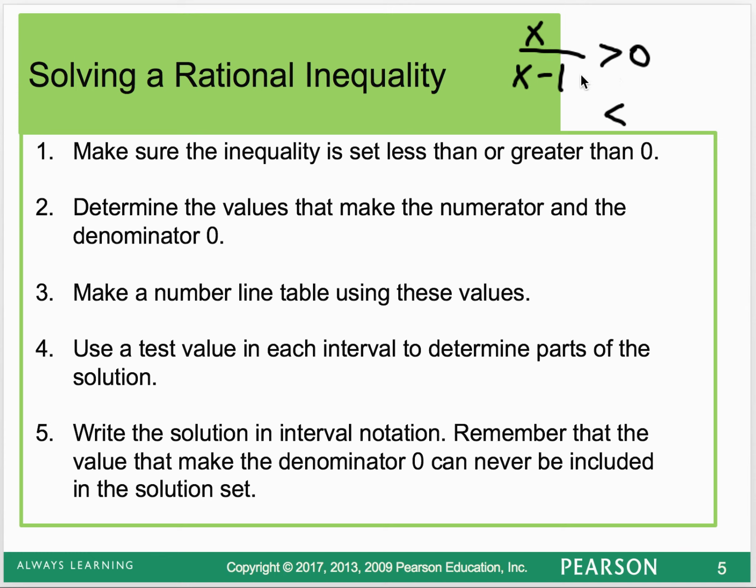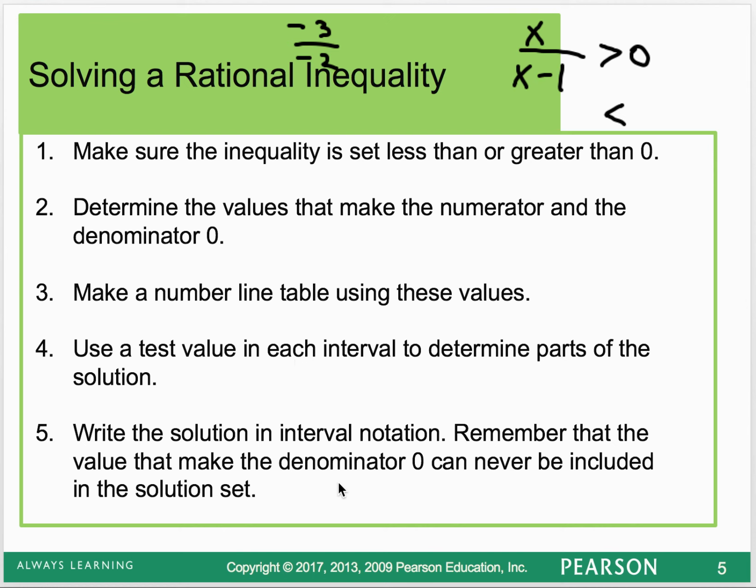And then instead of factors, we're going to have the numerator and the denominator, where we determine when they're 0. Because think about this: if I'm dividing a number, I know it's going to be positive if they're both negative. Then we're going to do the same thing: make our number line table and do the test values.